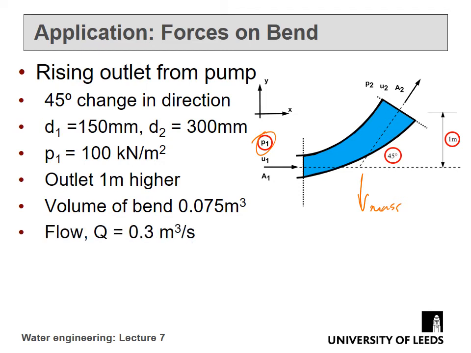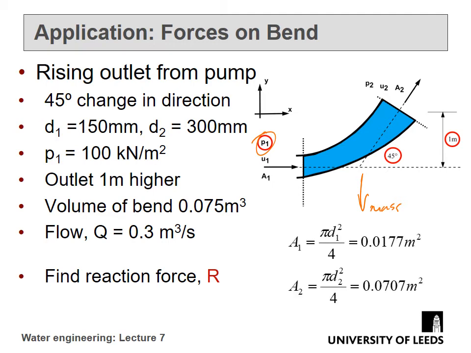Flow rate in this example is 0.3 meters cubed per second. We're going to have to work out the velocities, so we should do that at an early stage of this calculation. So find the reaction force R acting on the bend. Remember, FR acts on the fluid. So work out the areas, always convenient to work out the areas. Keep it to 3 significant figures and the calculations will be sensible then.